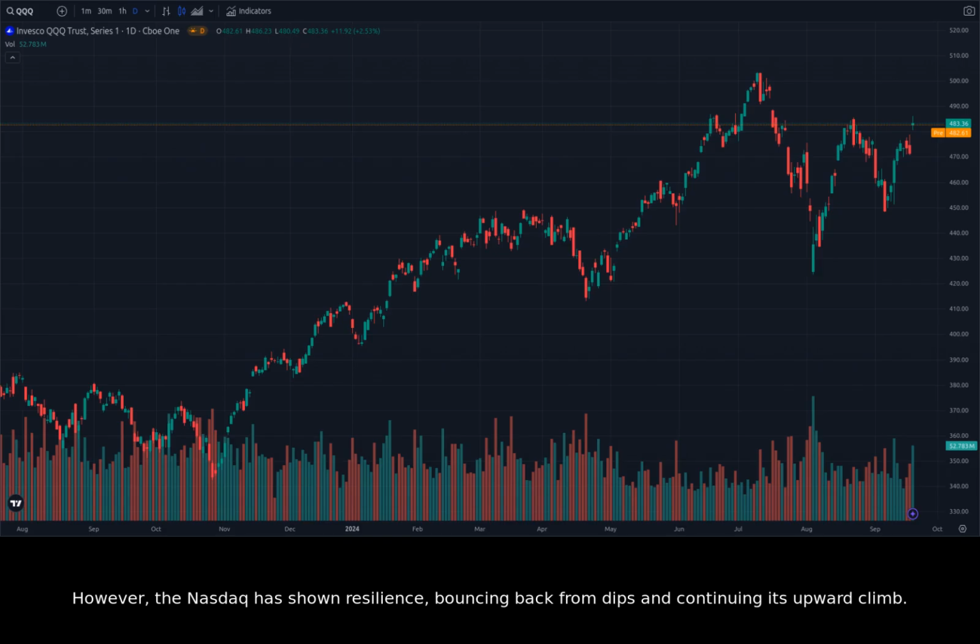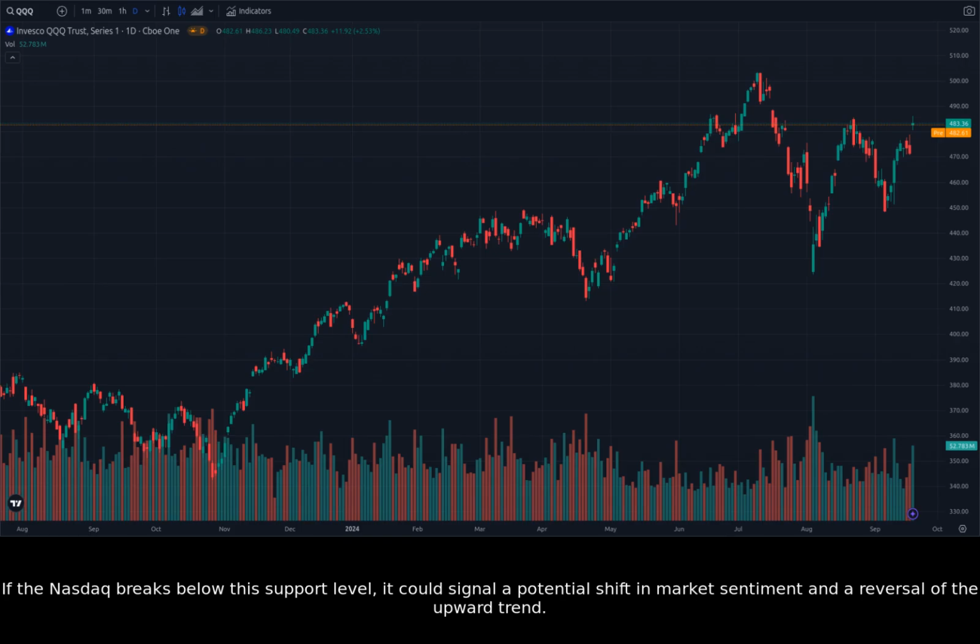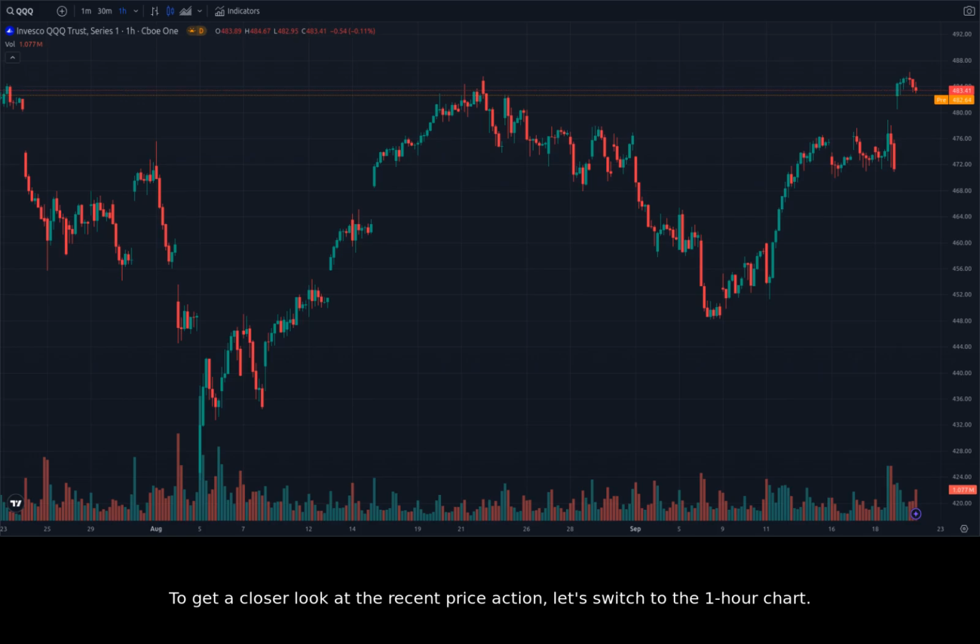However, the Nasdaq has shown resilience, bouncing back from dips and continuing its upward climb. This resilience suggests that there is still a strong bullish sentiment driving the market. We can also see a potential support level at around 475, where the Nasdaq has found support in the past. This support level indicates that there may be a higher concentration of buy orders at this price point. If the Nasdaq breaks below this support level, it could signal a potential shift in market sentiment and a reversal of the upward trend. To get a closer look at the recent price action, let's switch to the 1-hour chart.